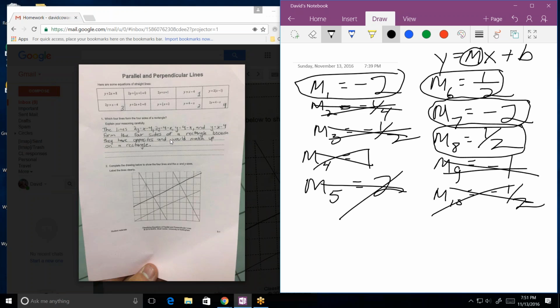Notice that I never had to deal with that 8, that 1. The only thing I have to do is put it in y = mx plus b format and solve and figure out what m is. That's all I have to do. Once I have the slope of all 10 of these equations, then I can answer their question. And that's what we did.